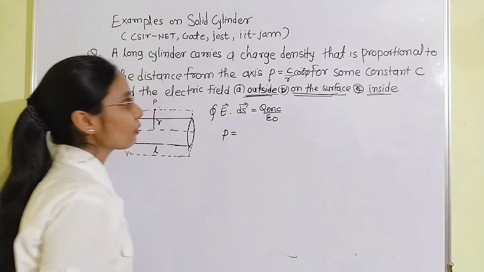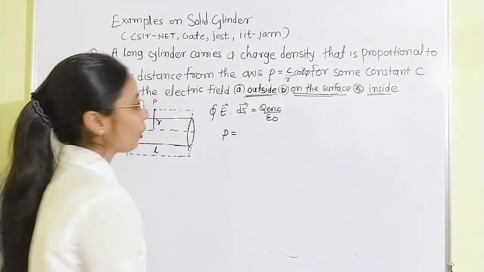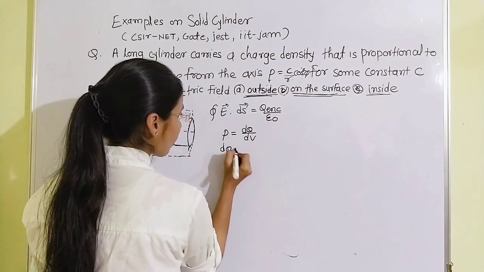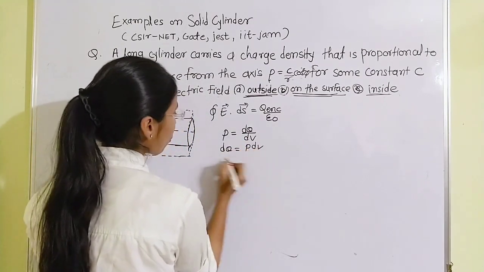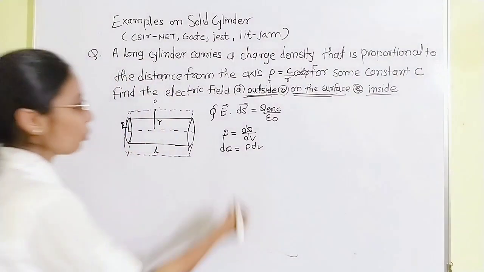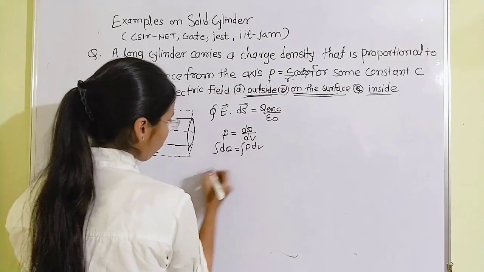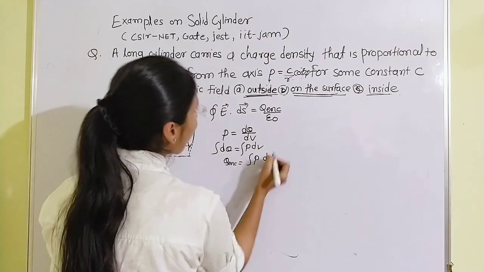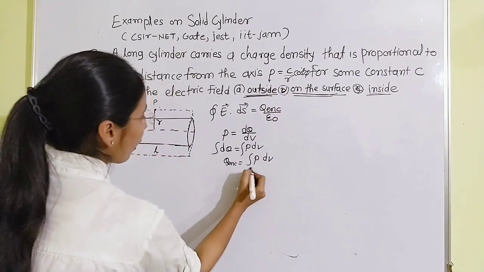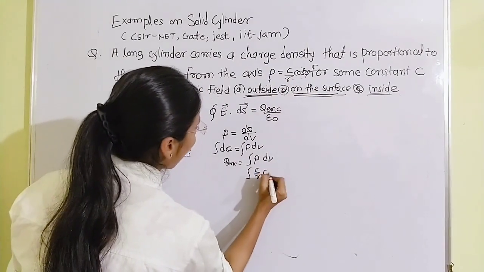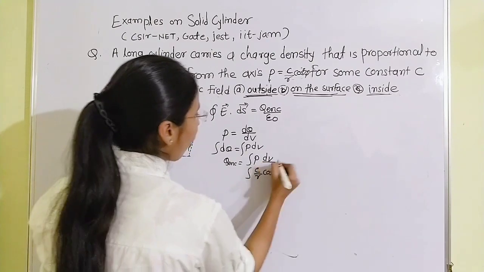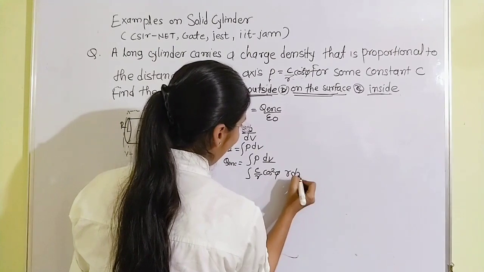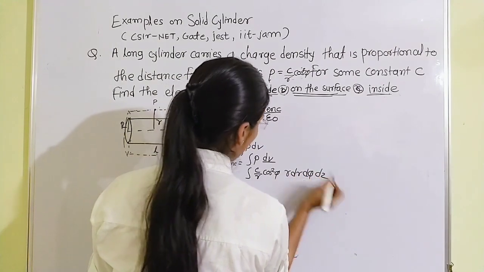So we know that the volume charge density rho is equal to dq by dv. So dq is equal to rho into dv. We have to find the value of q, so integrate this: Q enclosed is equal to the integration of rho dv. Here the value of rho is c by r cos square phi, and the value of dv for the cylinder is r dr d phi dz.